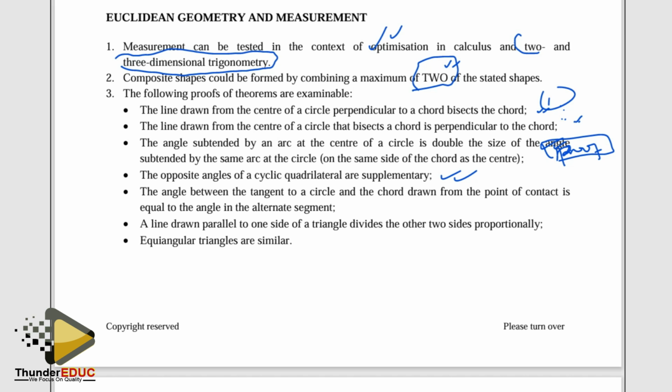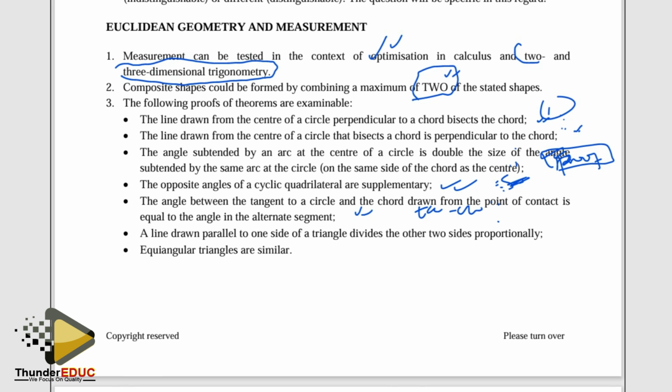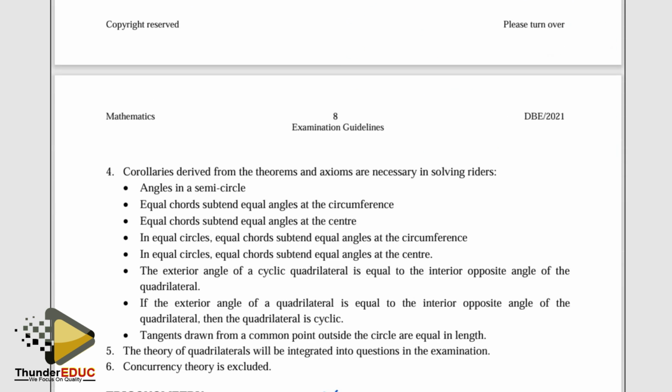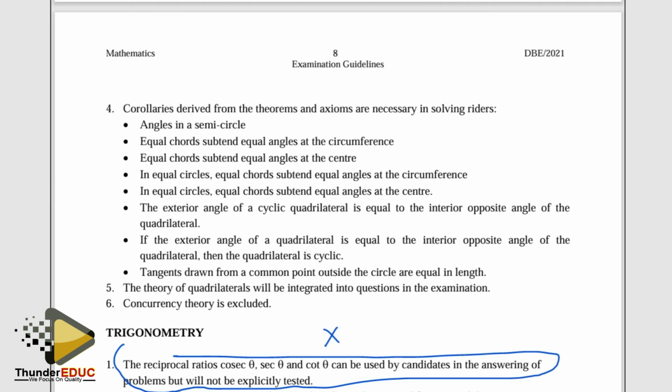Even this one, opposite angles of a cyclic quadrilateral. This is also a stubborn one that could be asked. Then the next one, the angle between the tangent and the chord. It's also examinable. Whenever they ask a proof, at least one of them. A line drawn parallel to one side of a triangle divides the other sides proportionally. That is another theorem which was done at grade 12 level. And then the equiangular triangles, which is also one theorem that we like to prove.